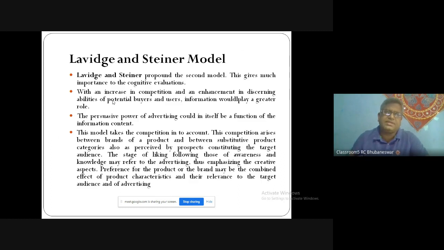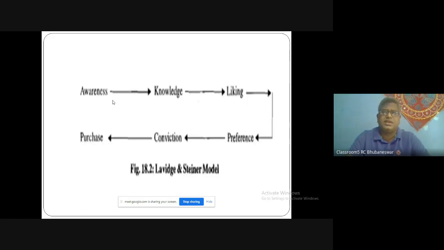Another model is the Lavidge and Steiner model. He propounded the second model, focused in a different way. They are focused on persuasive power, which means advertisement has persuasive power. It has full of content. Through full of positive content you can sell the product, creating a potential ability to sell. That creativeness, that effectiveness of the product characteristics, and relevance to the target audience arises through the Steiner model.